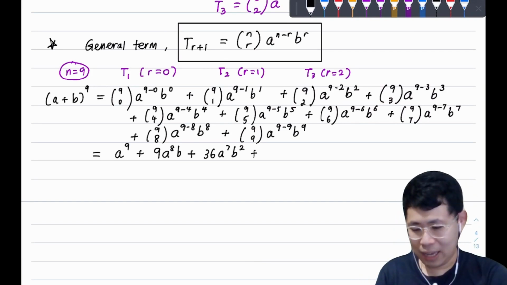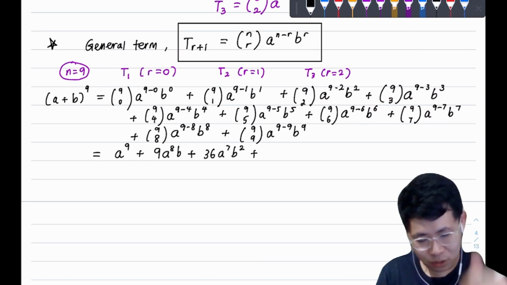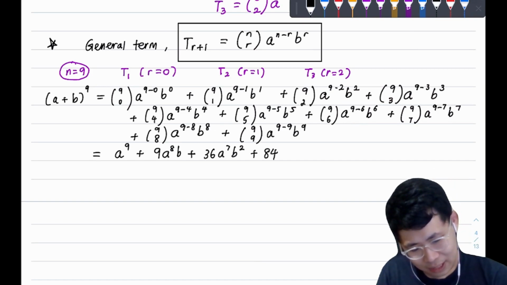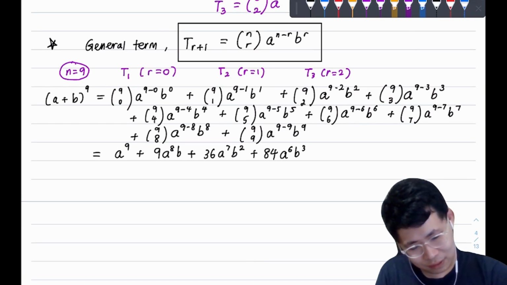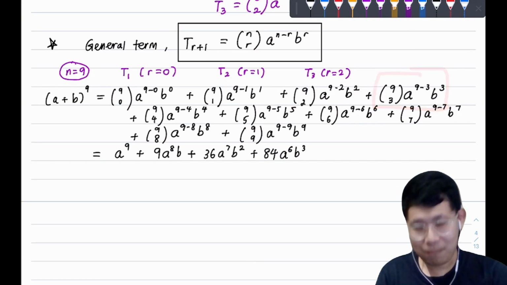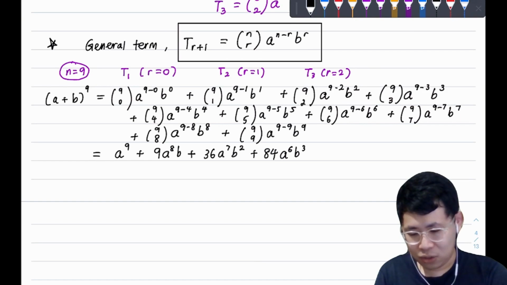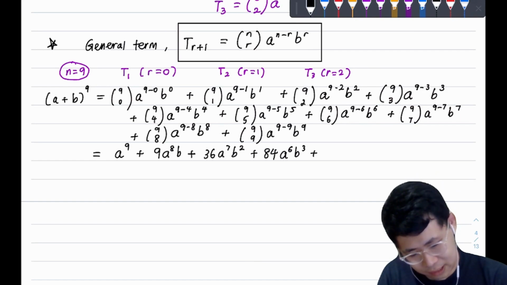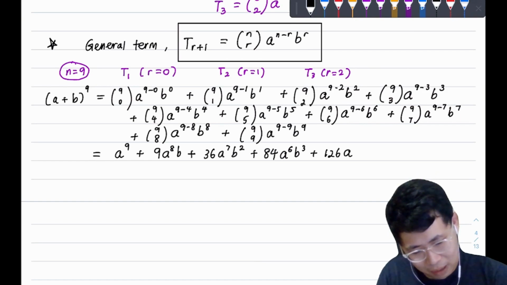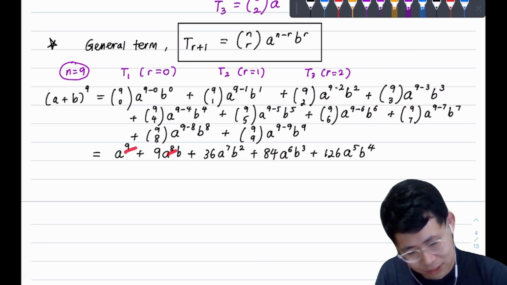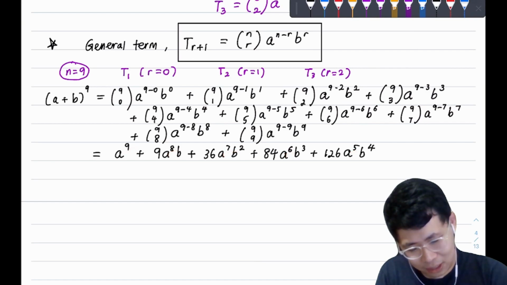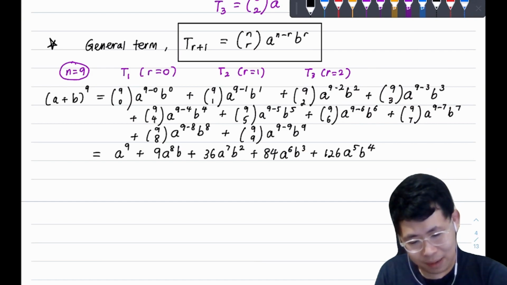Next one, n choose 3. So 9 choose 3, a to the power of 6, b to the power of 3 for this term. Next one, 9 choose 4. So 9 choose 4 is 126, a to the power of 5, b to the power of 4. Double check. You see the power of a going down, you see the power of b coming up, very nicely.